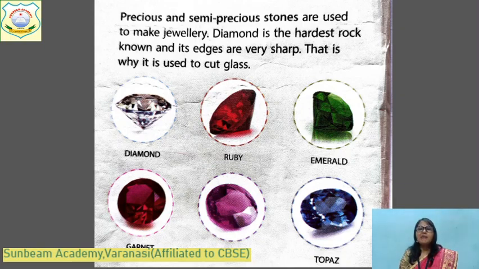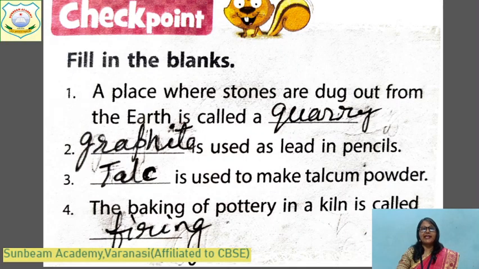Yes, children, diamond is the hardest rock. Okay, and its edges are very sharp. That is why it is used to cut glass. You can see the picture. Yes, and diamond is used to make jewelries. Okay, and these all are used to make jewelries. Come to the other one.